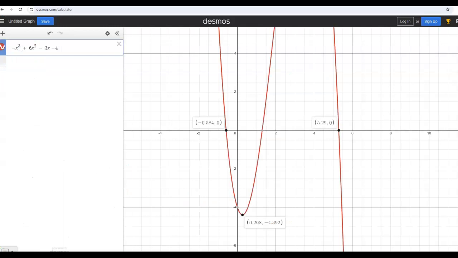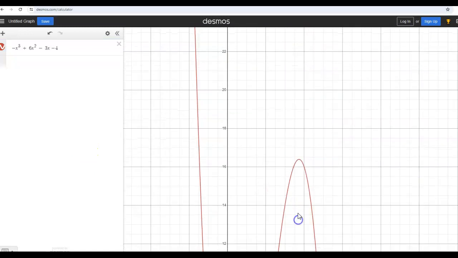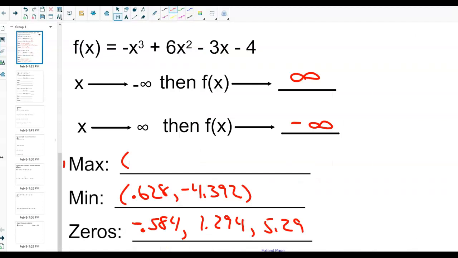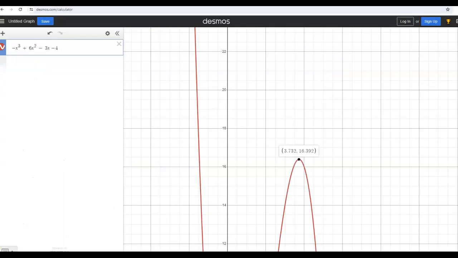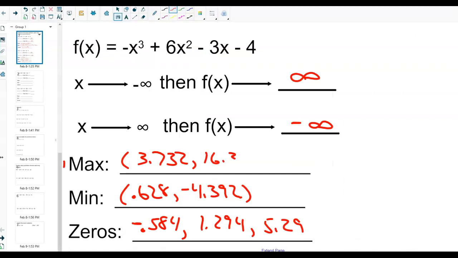For my maximum, I need to kind of shift the graph up a little bit so we can see it. It's right here. 3.732 for my x coordinate of it, and my y coordinate 16.392. And round to whatever the Desmos graph gives you. I apologize on this. I mixed up when I transferred it. I wrote 0.62 and 0.26. It should be 0.268. Sorry about that.